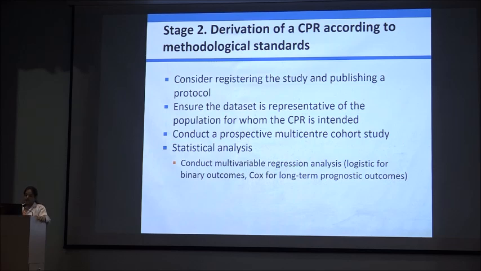And in that data set, we do statistical analysis to derive the clinical prediction model. So we conduct multivariable regression analysis. For binary outcomes like mortality or hospital admission, we do logistic regression. So whenever the outcome is binary, yes or no, then logistic regression. And for time to event data, like prognostic outcomes or mortality at a particular time point, we do Cox regression.